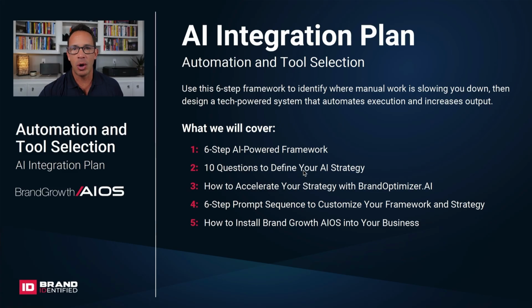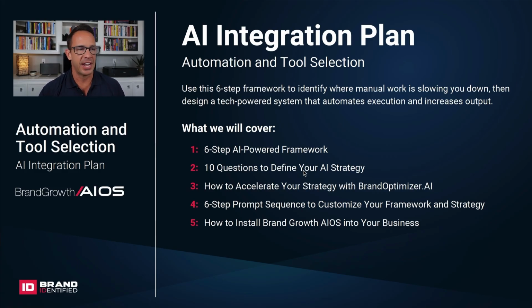plan to help you choose the best automations and tools for your business. You will be able to use this 6-step framework to identify where manual work is slowing you down, then design a tech-powered system that automates execution and increases your output.